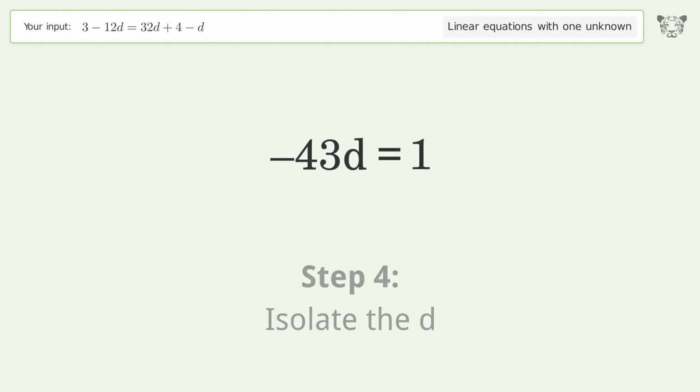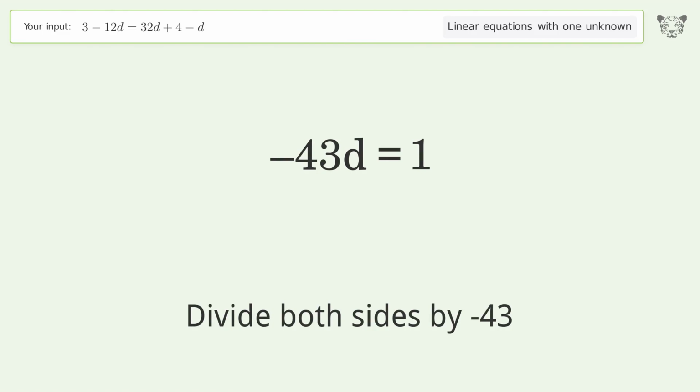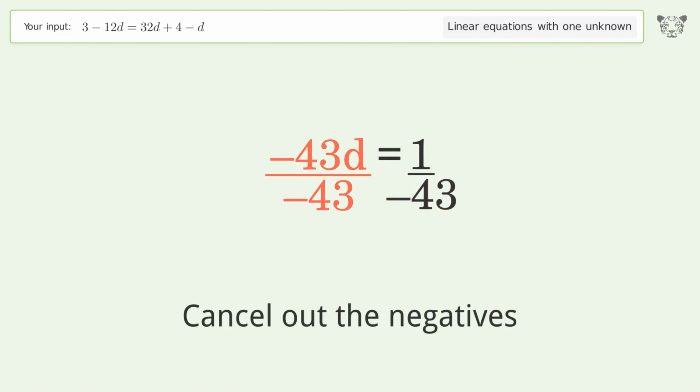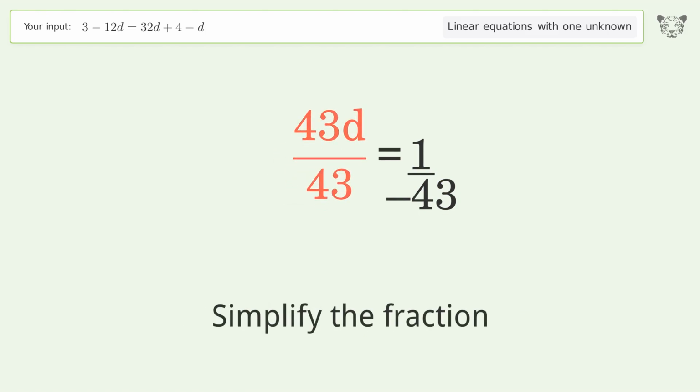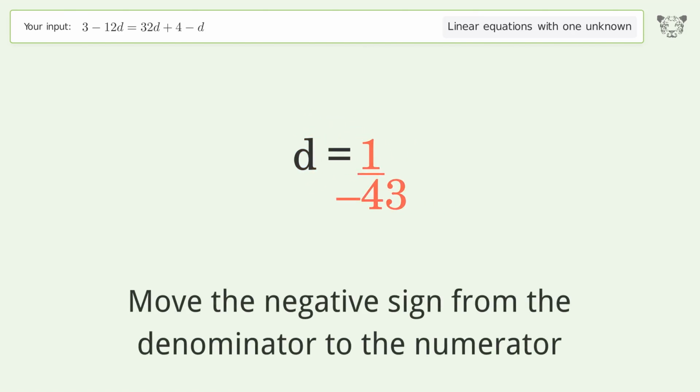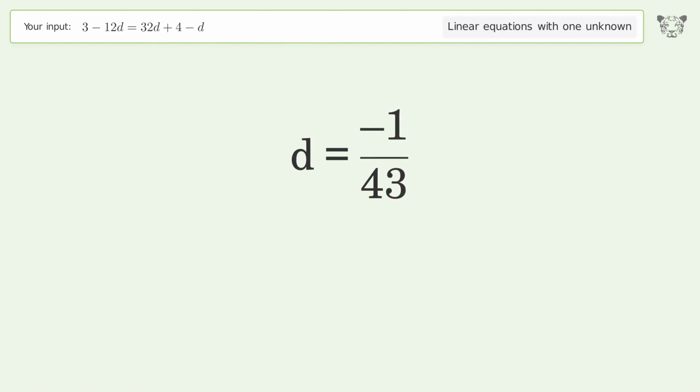Isolate the d. Divide both sides by -43. Cancel out the negatives. Simplify the fraction. Move the negative sign from the denominator to the numerator. And so the final result is d equals -1/43.